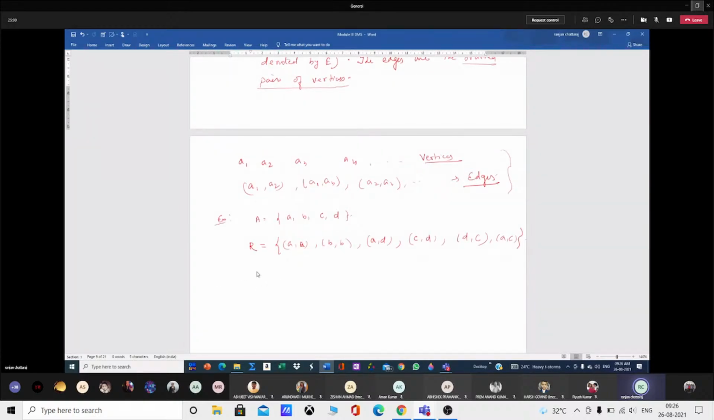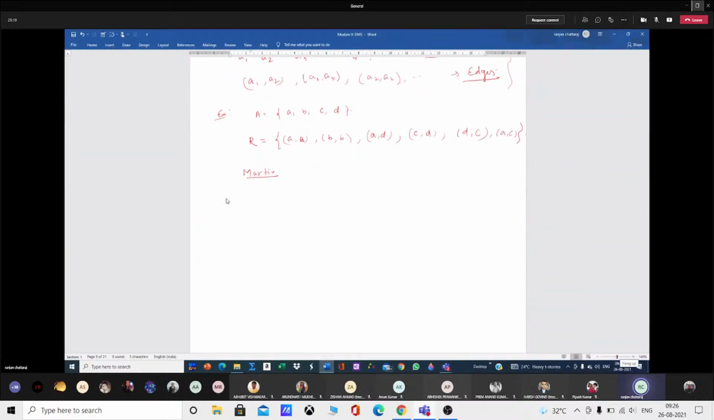If you want to draw the matrix, then what will you do? Here we have A, B, C, D, and here we have A, B, C, D. Now A is here, we put 1. Can anyone tell me what the rows of this are?